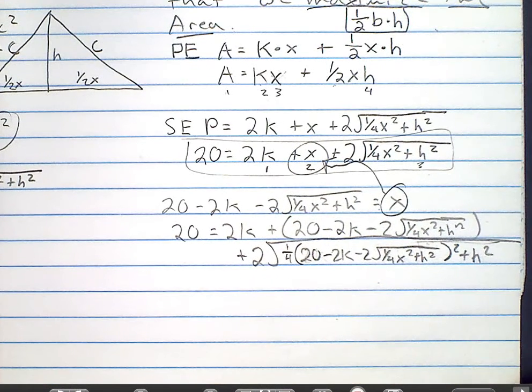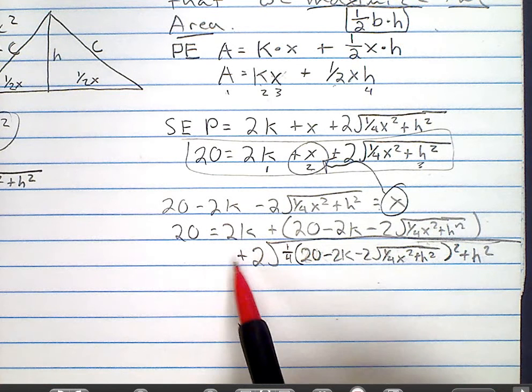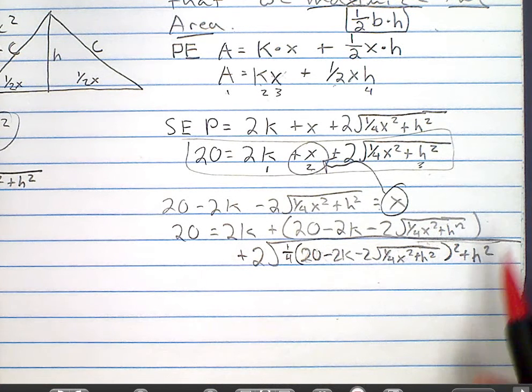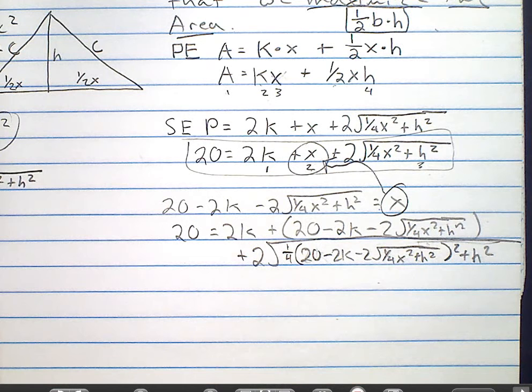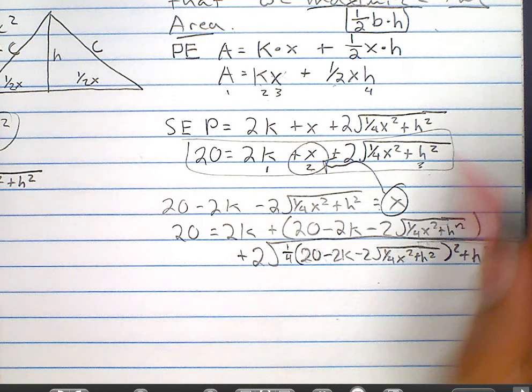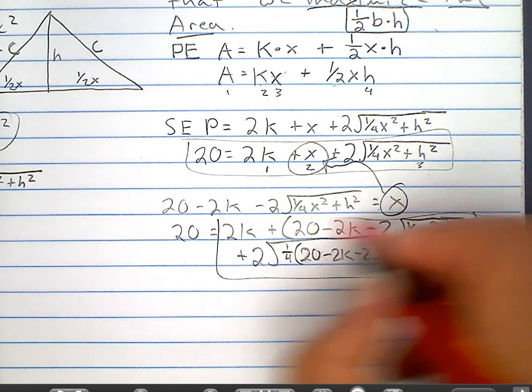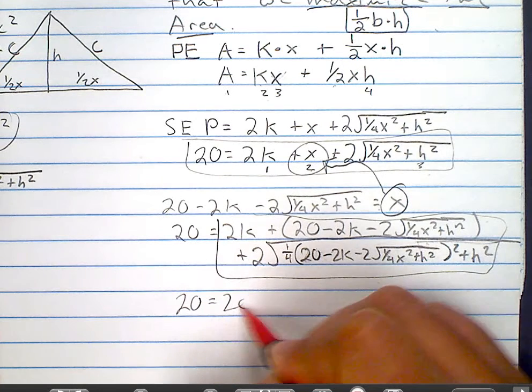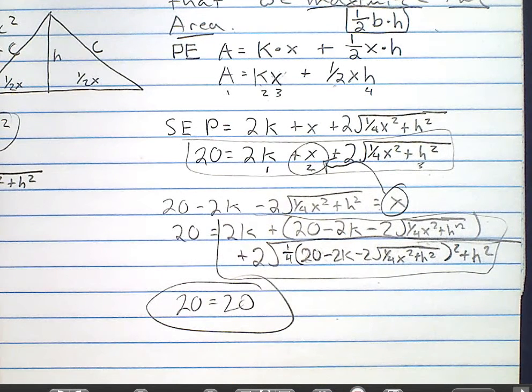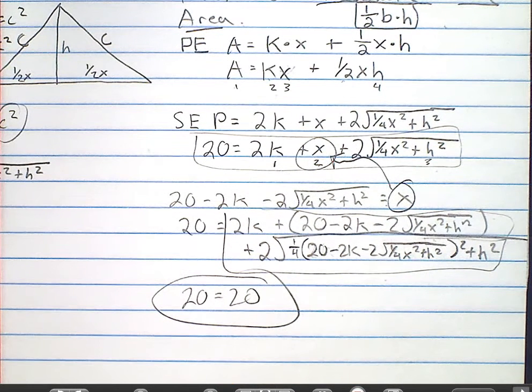And what's going to happen is all this stuff is going to cancel, and you'll end up with 20 equals 20. I'm serious. You just have to take my word for it.